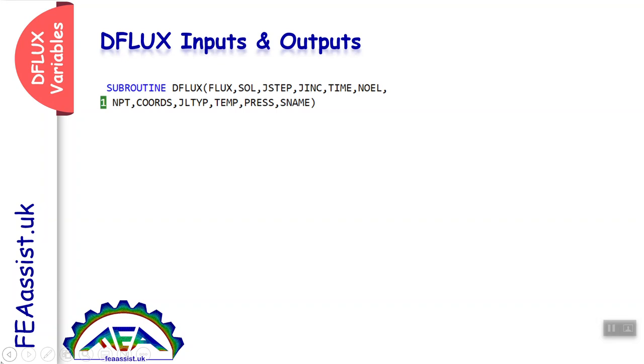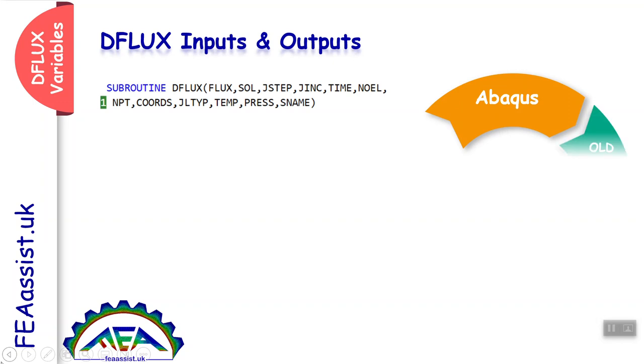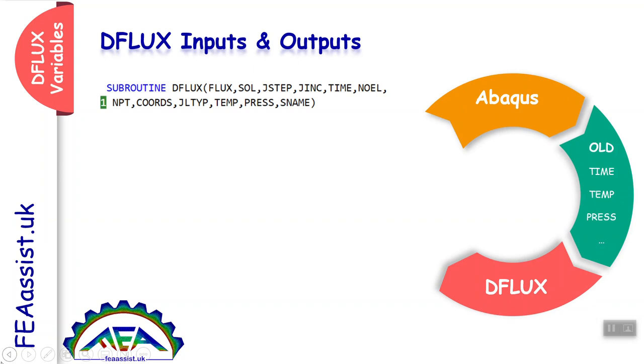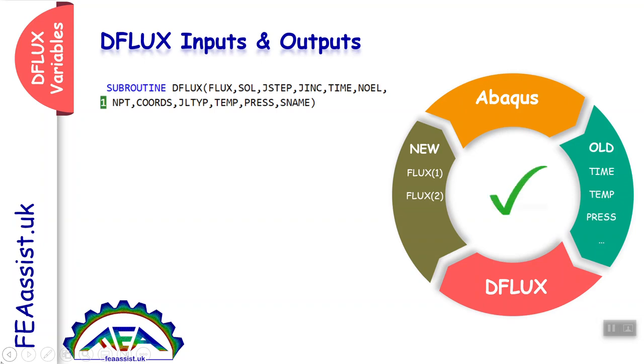DFLUX variables. DFLUX has some inputs. We need those inputs processed and exported as an output into Abaqus. In other words, Abaqus computes time, temperature, pressure, and other variables. We need to get these variables and write our fluxes, flux 1 and flux 2, and return them back to Abaqus. Again, Abaqus gets flux 1 and flux 2 and computes the new variables, time, temperature, pressure, and other variables. So this is how Abaqus and DFLUX interact with each other. We need to understand this interaction well to write good DFLUX subroutines.